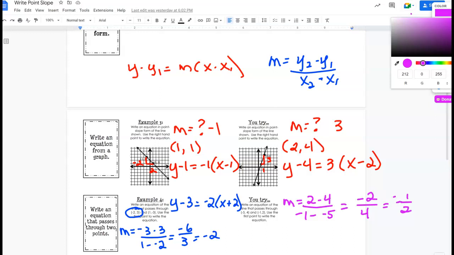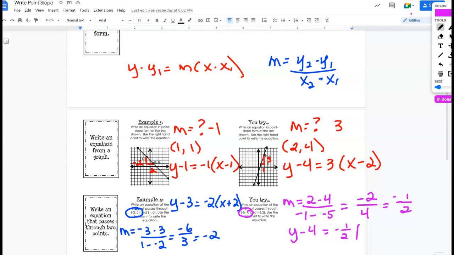There's a little negative sign there. And then again, it says to use the first point, which is -5, 4. So I'm going to start with my equation. I'm going to do y, and I'm going to do the opposite of +4, which is -4, and that is equal to -1/2 times, and then we're going to do x, and we're going to do the opposite of the x coordinate, which is going to be +5. So your answer, my parentheses got a little mixed up, is y minus 4 equals -1/2 times x plus 5. Again, you could use the other point, but it told us to use the first one.